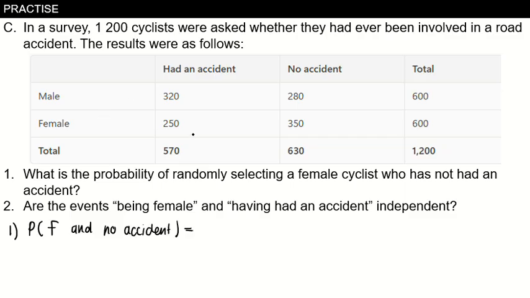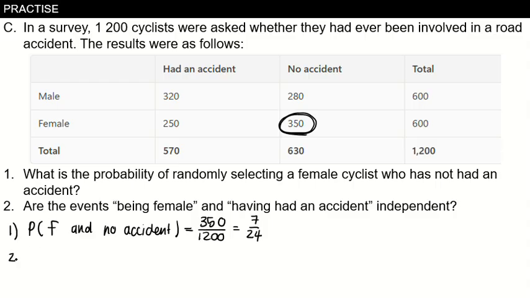So let's look. There's female and had no accident. So 350 females out of the 1,200 people that were interviewed had never had an accident before. And if we simplify that, which is not really a requirement in probability, you can leave the fraction as is, it would be 7/24.